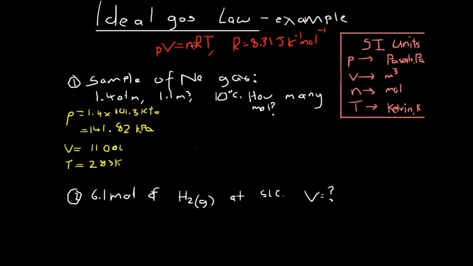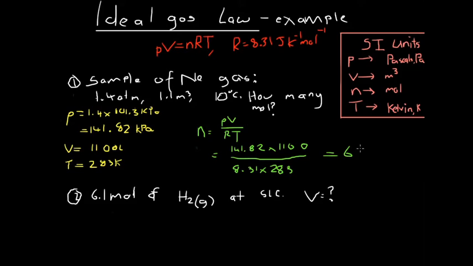Now we want to know how many mole of this sample we've got. Now we've got all the units, we'll plug them into the equation. We'll rearrange, so we've got n equals PV on RT, and that equals 141.82 times 1100. We use the ideal gas constant, which is 8.31, as we've got up here. The temperature is 283, so just plug the numbers into the equation, and this comes out as 66.3.